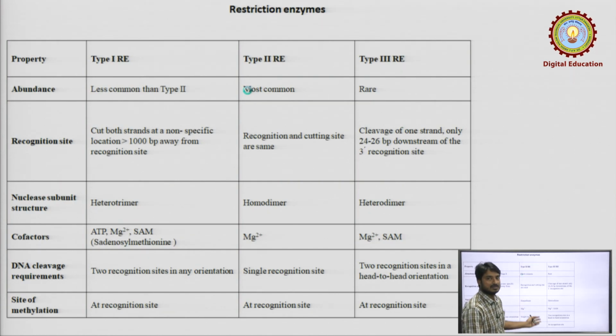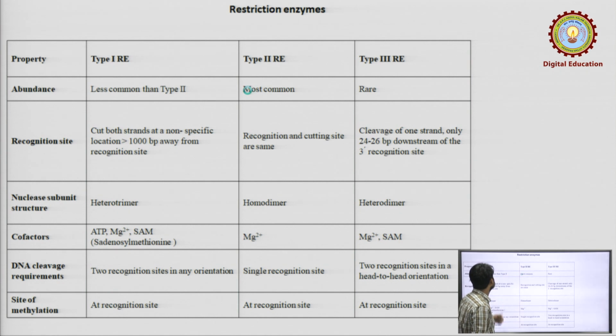These are the three types of restriction enzymes which we find in bacteria. What is the basic use of restriction enzymes? These are enzymes which help the bacteria to cut down the DNA molecule or the virus molecule which is attacking them. The different types are type 1, type 2 and type 3 restriction enzymes. On the basis of their different properties, like abundance, recognition sites, nuclease subunit structure, cofactors, DNA cleavage requirement and site of methylation, they are differentiated into 3 categories.